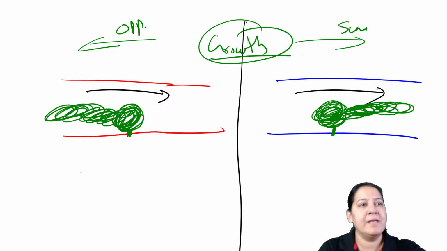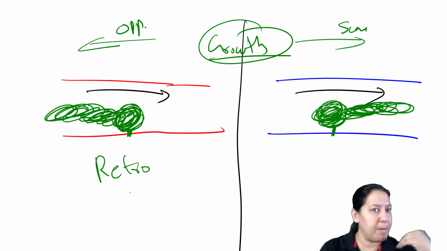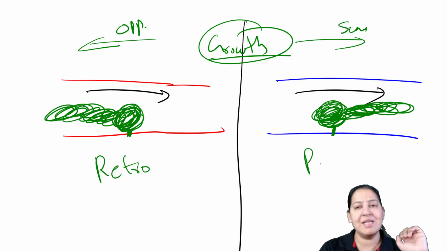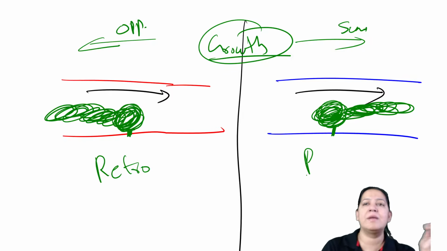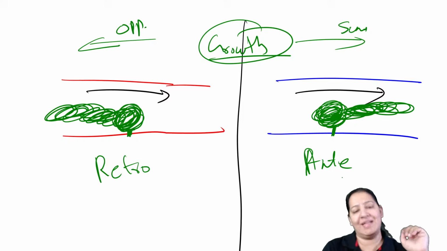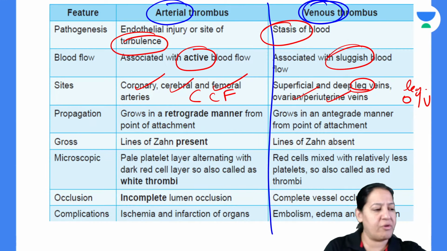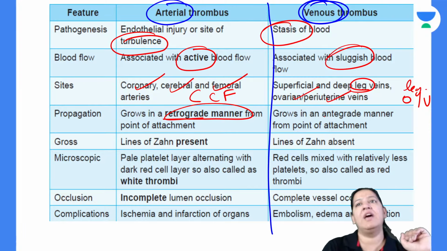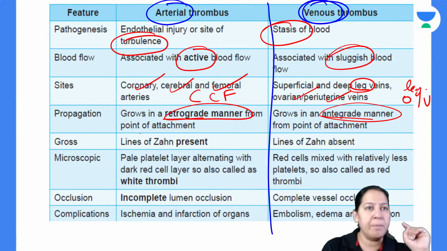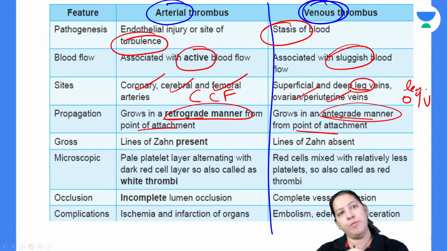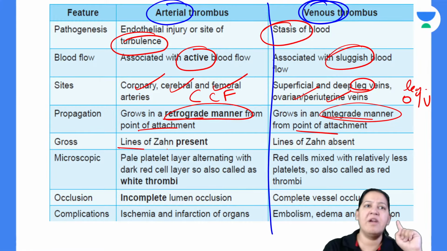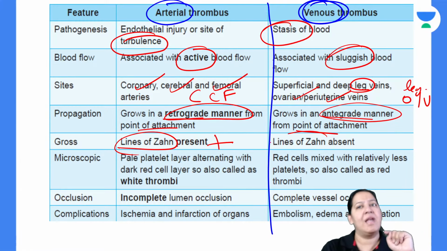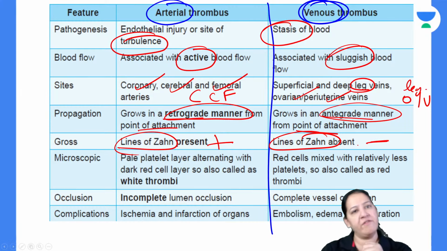So this one is known as retrograde propagation, and this one is known as antegrade propagation. Antegrade, have you got it? So in the artery we have a retrograde manner of growth, and here we have an antegrade manner of growth from the point of attachment. I hope you got this point. Lines of Zahn we have already seen; they are present in the artery, and lines of Zahn are absent in the vein. We have already seen it.